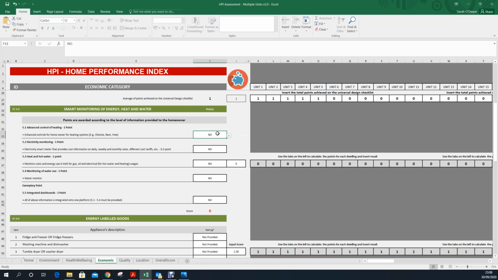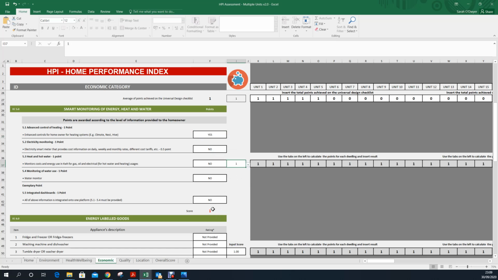So you probably would be able to achieve this with a Climote or a Nest or whatever system. Unlikely that you've got electricity monitoring. Unlikely you've got monitoring of the heat and hot water. And just to note that this should just refer to electrical now, since they've got rid of the gas and the oil. The water monitoring unlikely, and therefore unlikely also to have an integrated dashboard, so you would not get any points. Oh no, you'd get one, sorry.